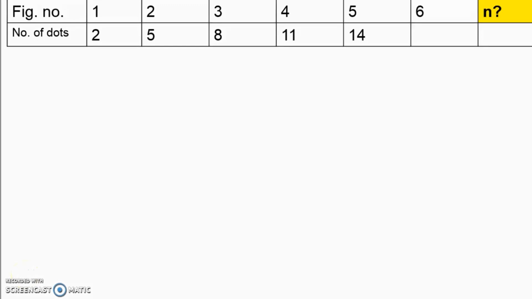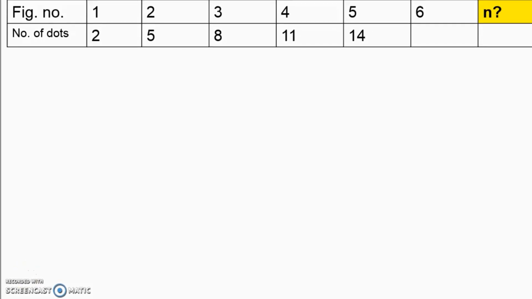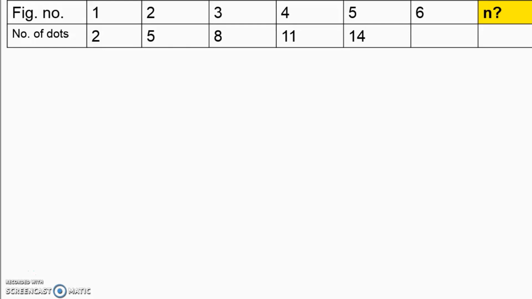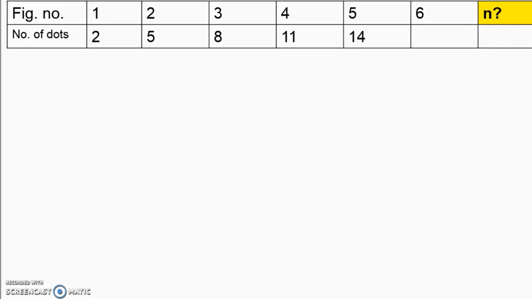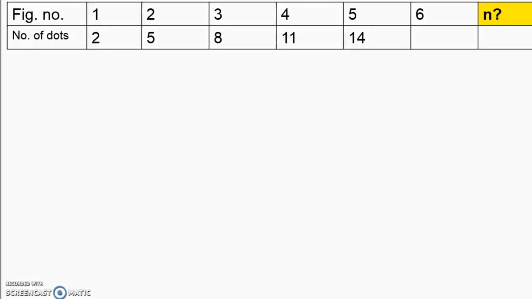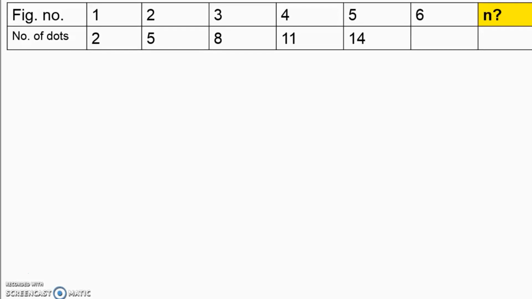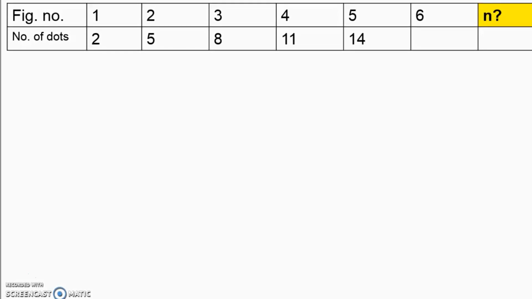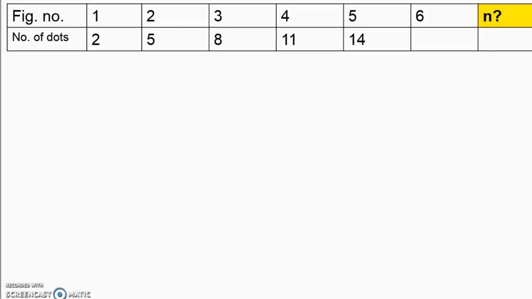This is a constant difference question you can find in Spongebook 3.1, question 1. You can press the pause button now to try it out. Okay, try to find the formula for n and then use that to find the answer for figure number 18.